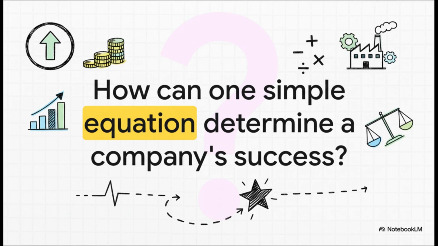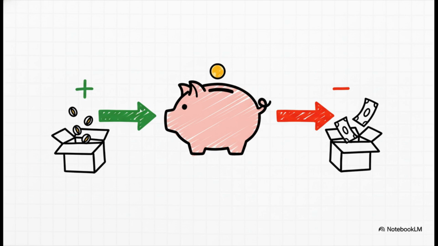Think about any company out there. Doesn't matter if it's a corner coffee shop or a huge tech company. What if I told you their entire success or failure could be boiled down to a single, really simple mathematical equation? And here it is. Profit equals revenue minus cost.